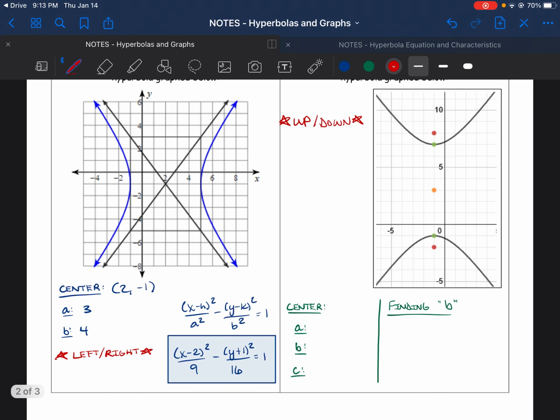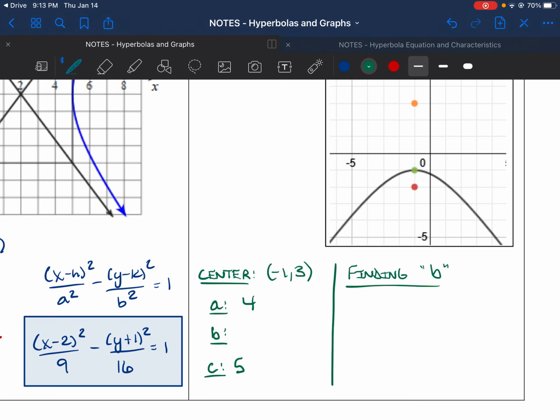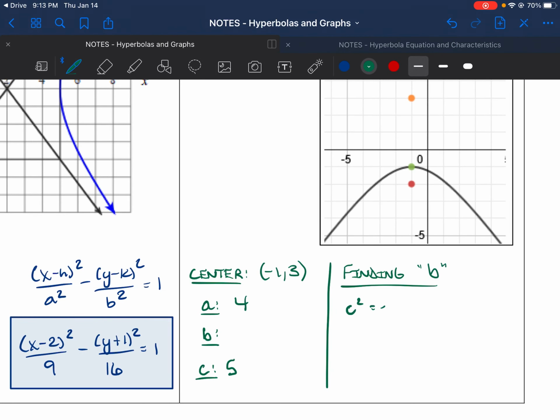Let's go ahead and find the center. The center is right here, this yellow coordinate. This is going to be the point -1, 3. Additionally, we can see that the distance from the center to a vertex is 4, so the A term is going to be 4. The C term, which is the distance from the center to a focus point, we can see is going to be 5. So the C term is 5. But we don't know what the B term is. So again, we're going to use the equation c squared equals a squared plus b squared.